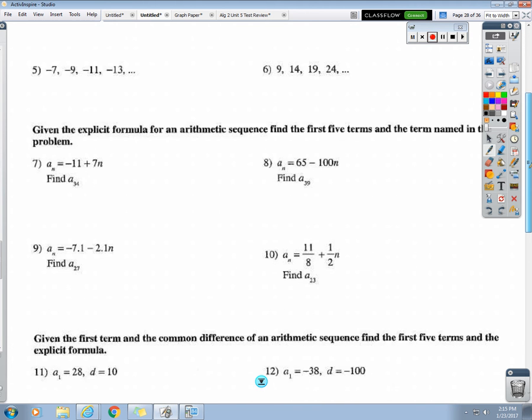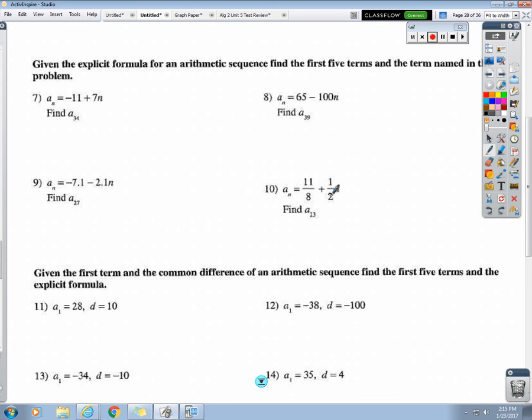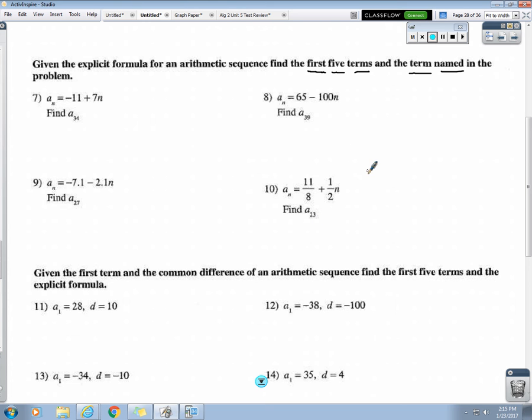Page 27. Okay, somebody requested number 10, so let's look at it first. The directions for question 10 say, given the explicit formula for an arithmetic sequence, find the first 5 terms and the term named. Okay, so they not only want us to find a sub 23, they also want us to find the first 5 terms. So the first thing I'm going to do is write down 1, 2, 3, 4, and 5, because that would be the first 5 terms.